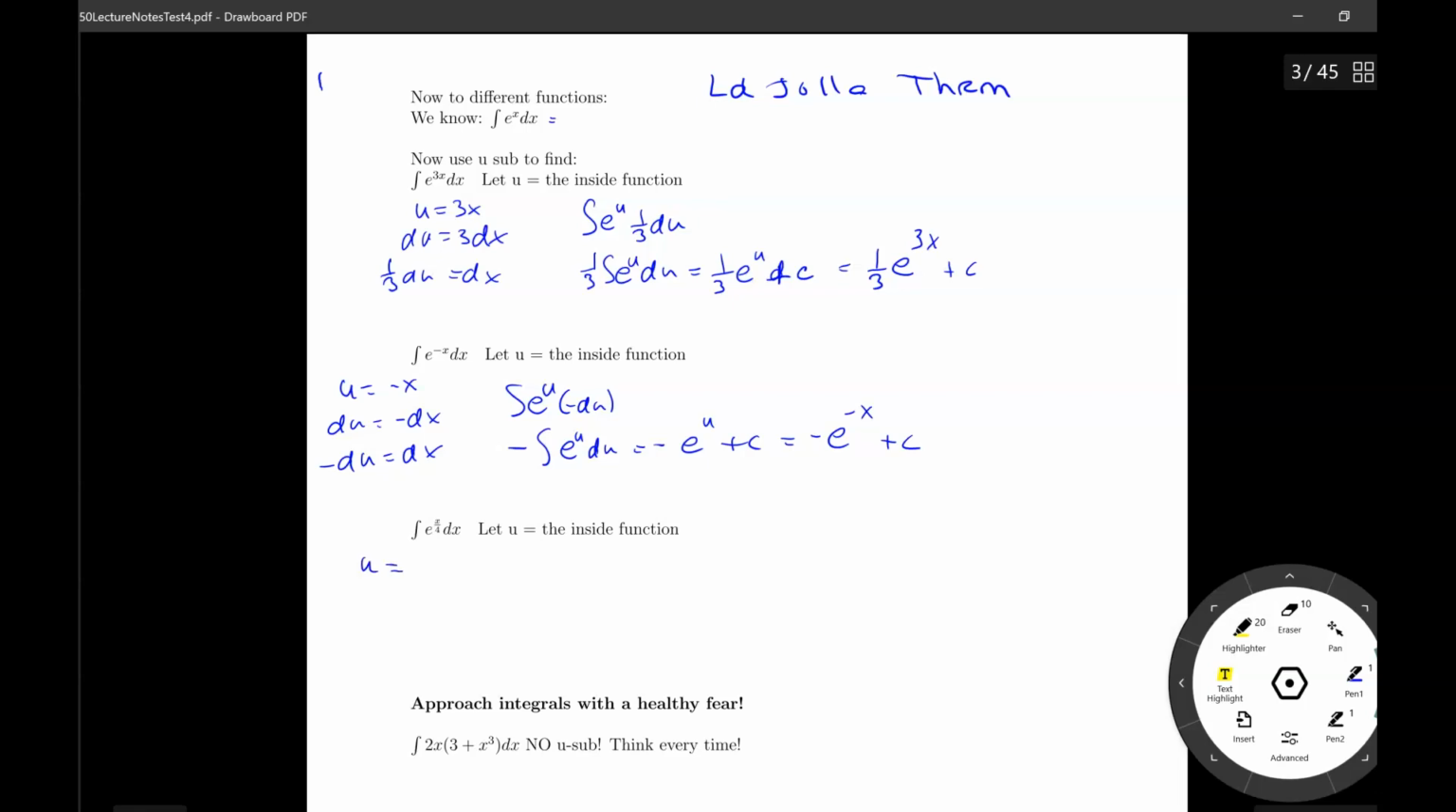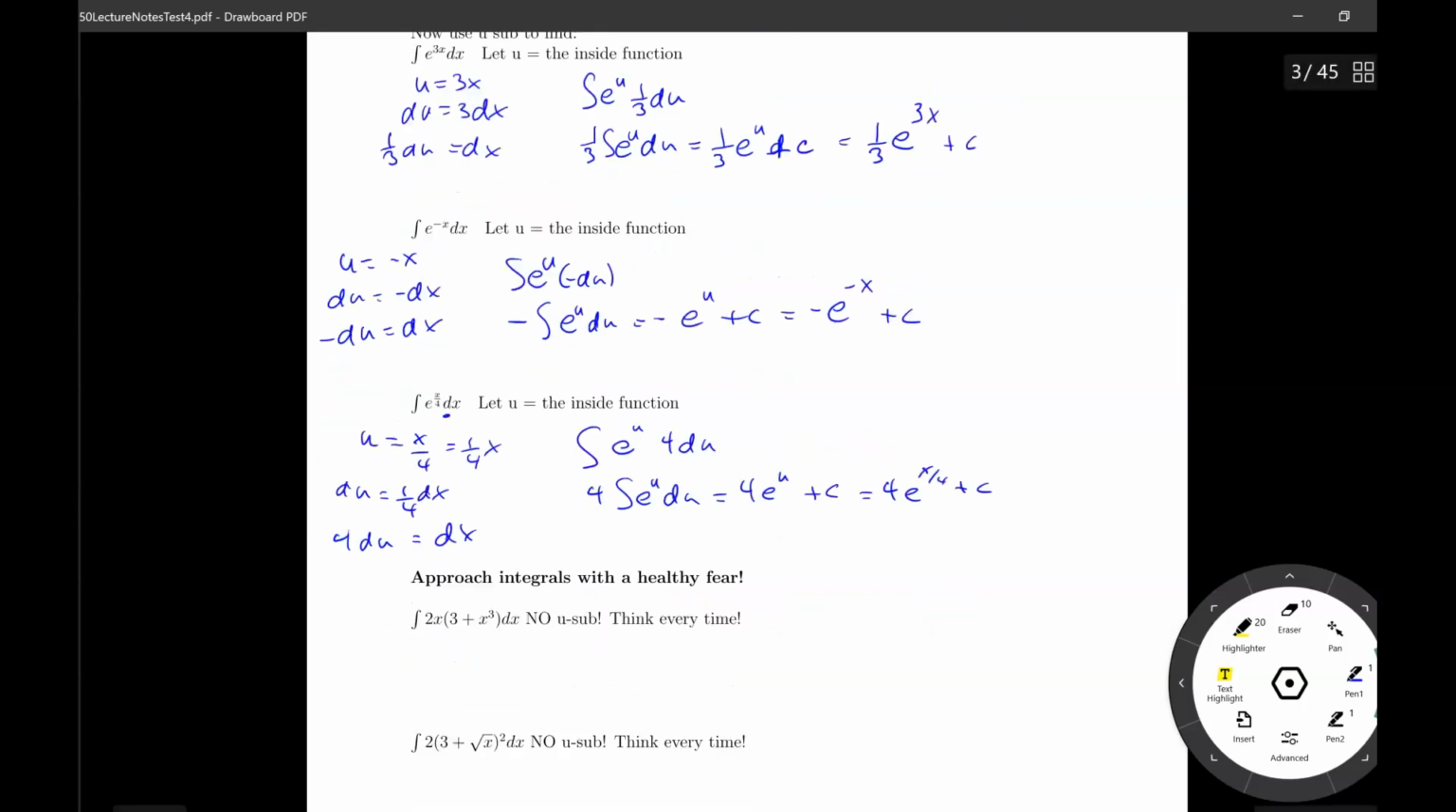One last one, let u equal x over 4. So du, remember this is the same thing as just saying 1/4 times x. So the derivative is 1/4 dx. So 4 du is dx. So I want to replace the dx with 4 du. And then I have e to the u. So you remember integral of e to the u is just e to the u. So then I put the x's back in plus c.